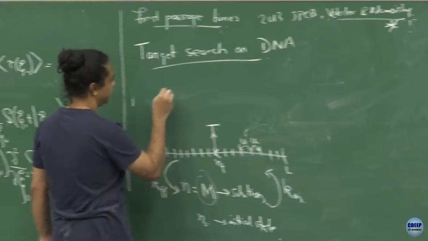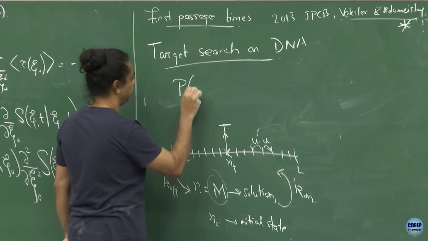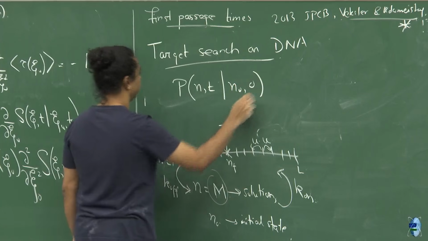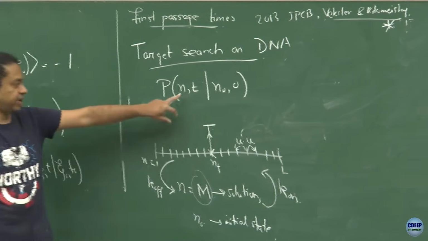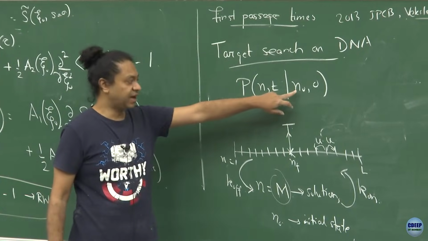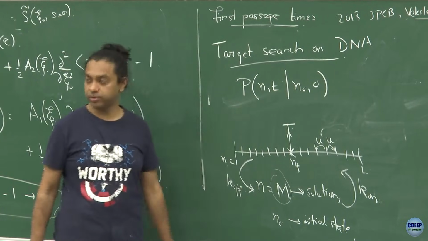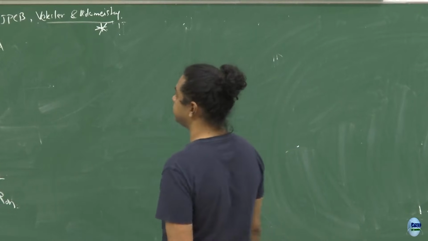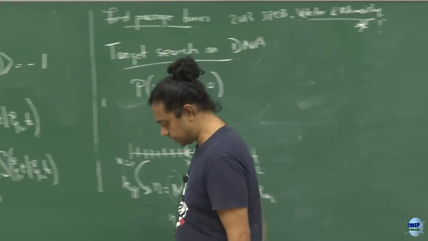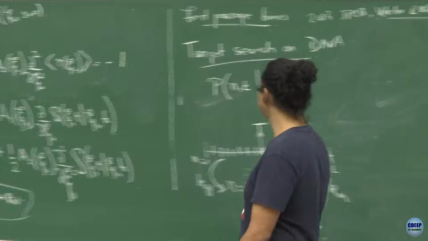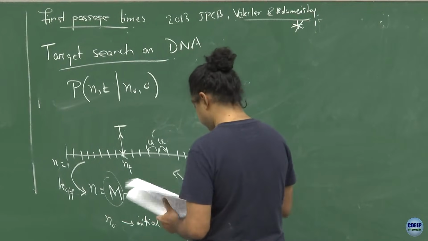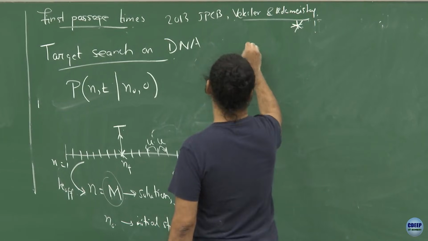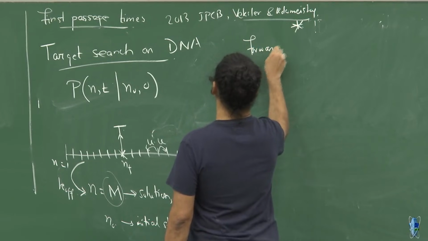And of course, my basic quantity is P of n comma t, having started at n naught at time 0. This is my basic probability that I am at site n at time t, having started from site n naught at time 0. I'll think about times because I'm interested in how long it takes for this specific target to be found. But before I think about times, let me just write down the forward master equation.